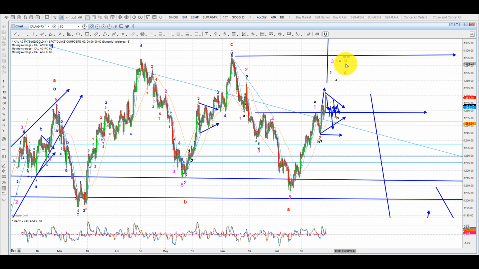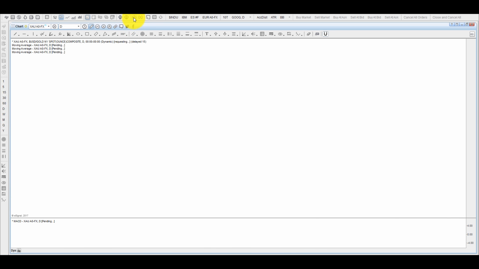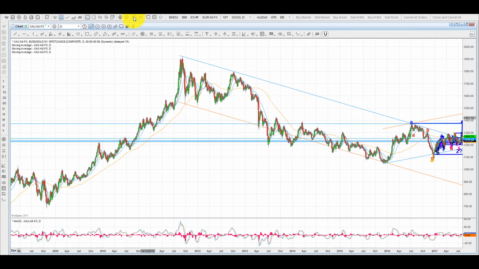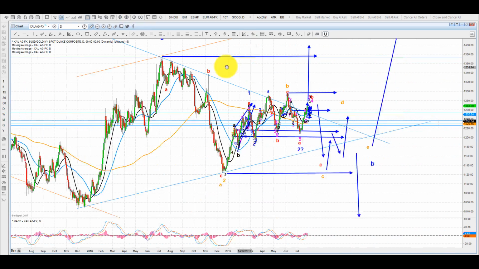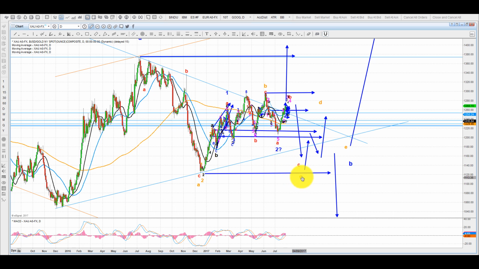And after that, we would expect it to break down back under 1205, 1205 to deliver that C that in turn will complete. I'm going to show you here so you can put everything together. Okay, so that's your A, B, and now we are busy basically with this. So that's our A. We're looking for the B to terminate with a tiny ABC right here. Not rising above this level, we would expect it to come down, break under 1205, deliver that C. That in turn will complete the C on the higher scale.